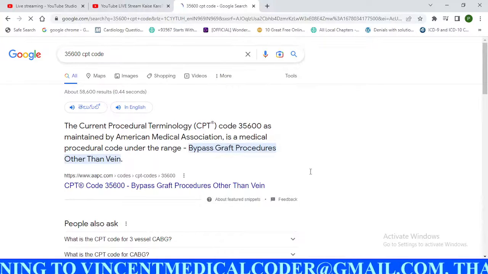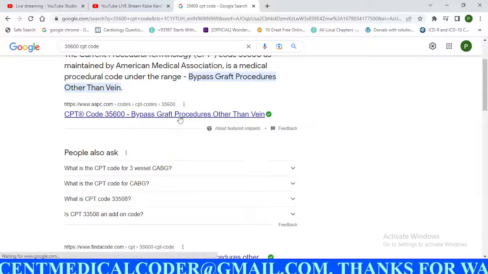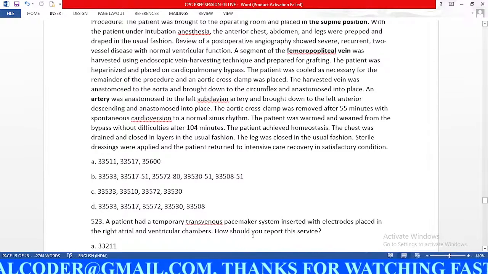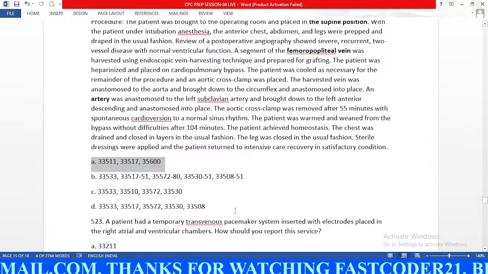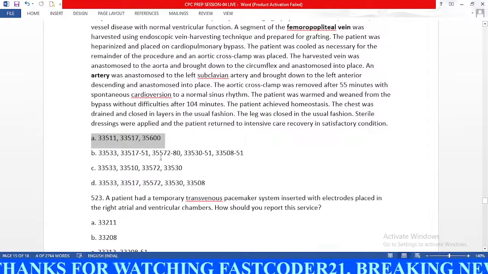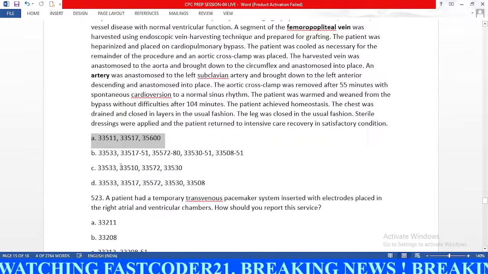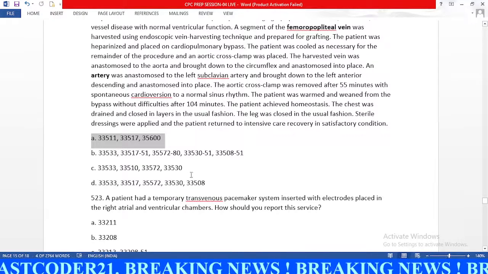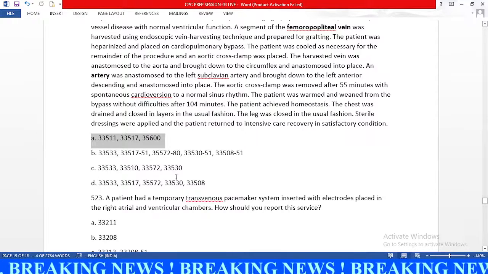So what is this? Bypass graft procedure other than vein. This is also wrong. So directly we can remove 33511. Next one: 33533, 33517, 35572, 33530, 33508. Next one: 33533, 33510, 33572, 33530. So we will check D. So these all are wrong. A, B, C all are wrong.